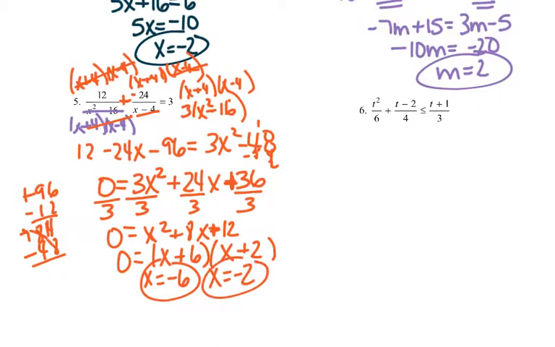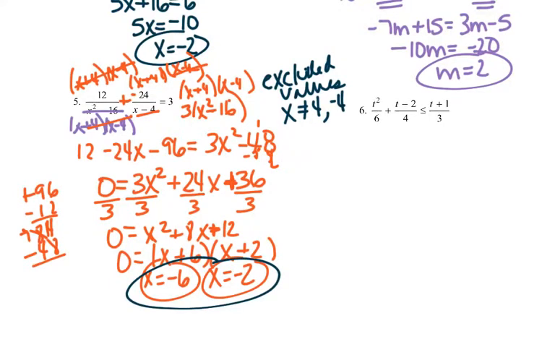I should have pointed out earlier the excluded values on this one. What would the excluded values have been? X is not allowed to be, right, 4 or -4. So since neither of those were 4 or -4, I'm good to go.